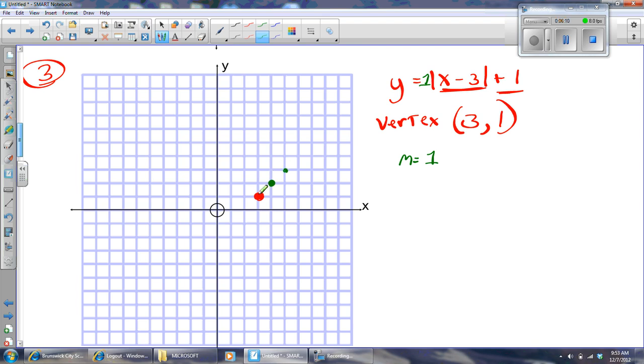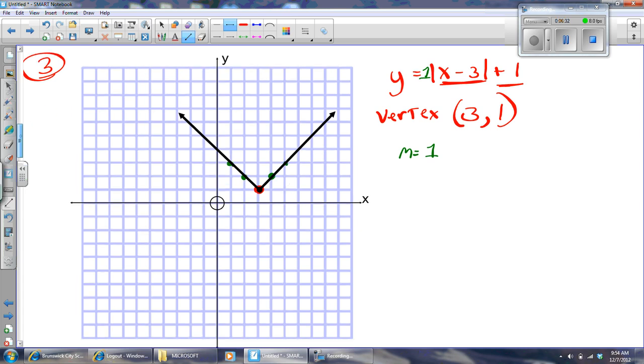But because of symmetry, and I know I have to have a V, I'm going to rise 1, go back 1, rise 1, go back 1. And then I will be ready to draw my absolute value graph. It's that simple. All right, one more example.